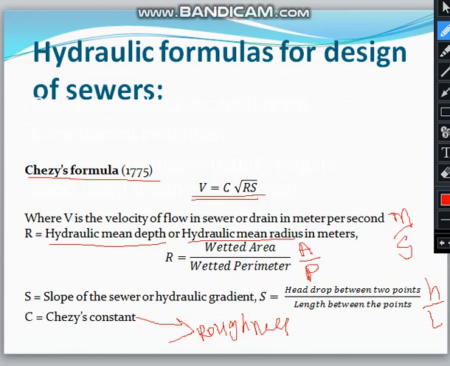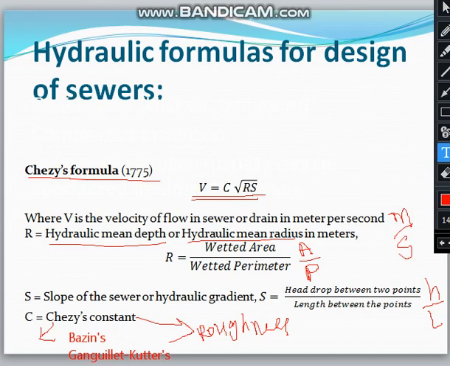Again, this value of Chezy's constant can also be calculated by using two formulae. One is Bazin's formula, another one is the Ganguillet-Kutter formula. By using these two formulae, we can calculate Chezy's constant, capital C. So Chezy's formula: capital V is equal to C into square root of RS.